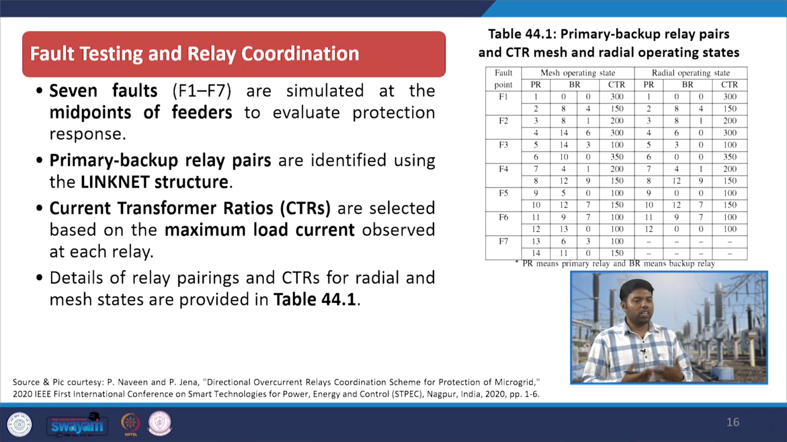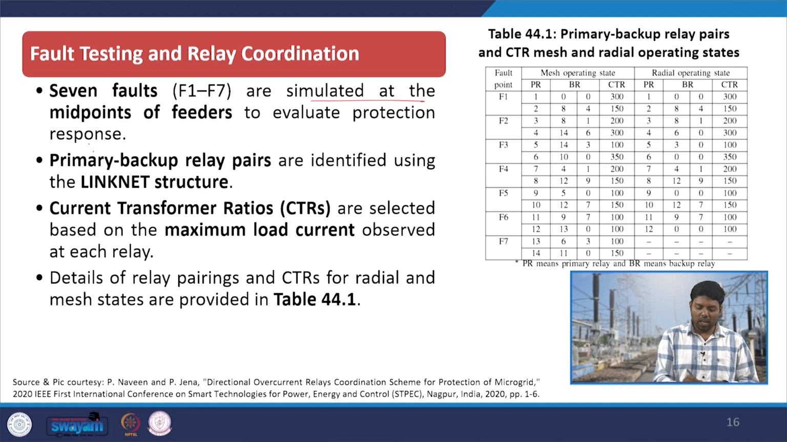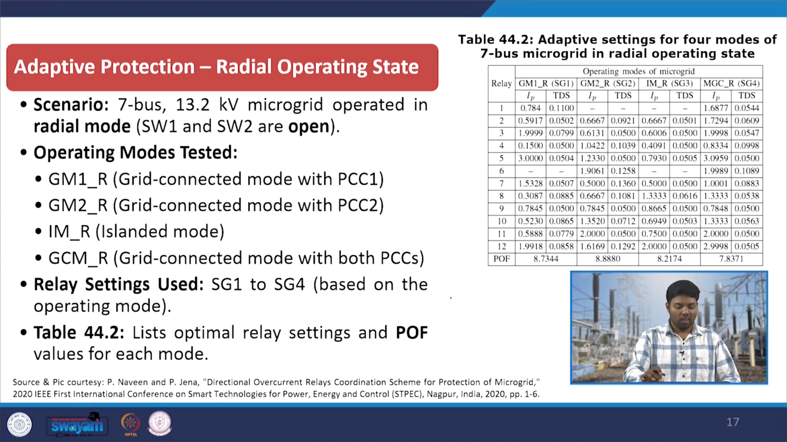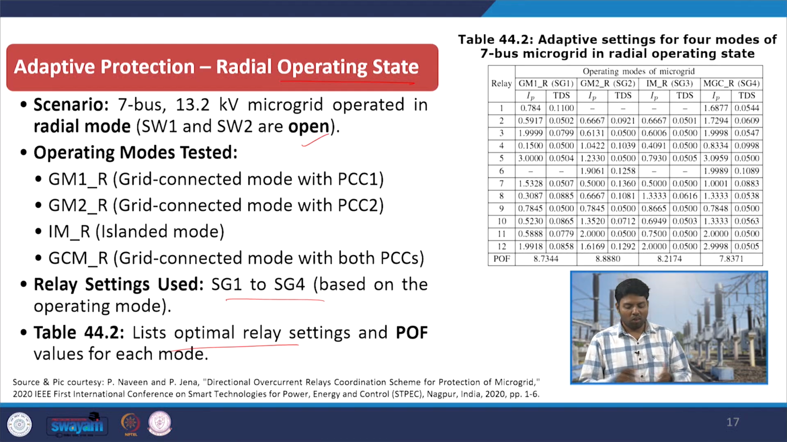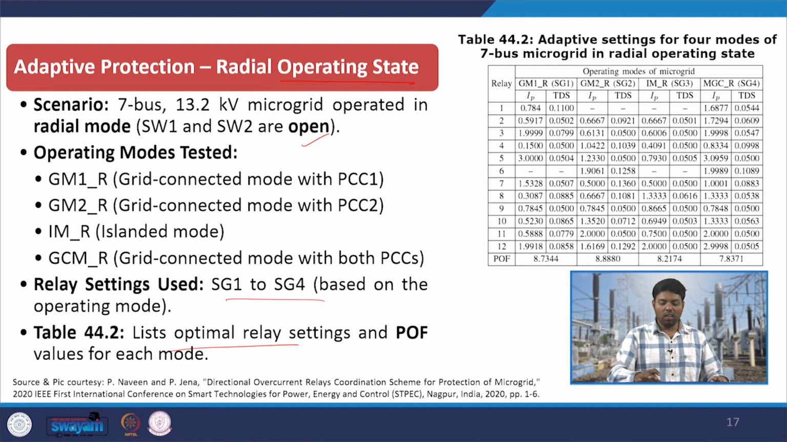So, now we will go for the testing. So, 7 faults are simulated at the midpoints of the feeder to evaluate the protection response. Primary and backup relays are identified. Depending upon that, the current setting and current transformer ratios have been defined for the maximum loading current, and those are given in this table. Similarly, for the adaptive protection scheme, the relay operating states for different connections, grid connected or islanded connection, with switch operation, the settings have been identified and listed out, or stored as pre-stored data.